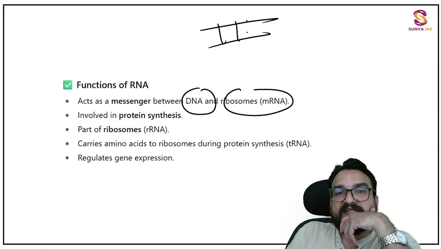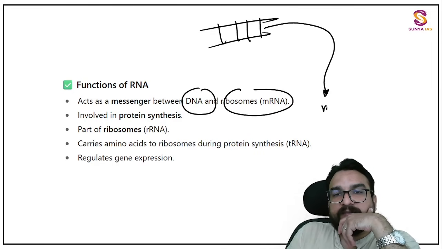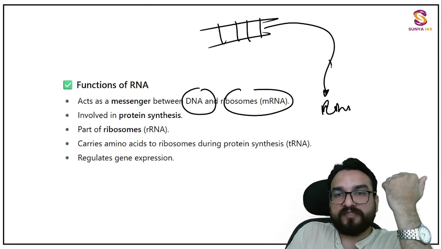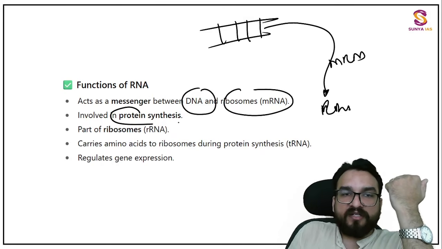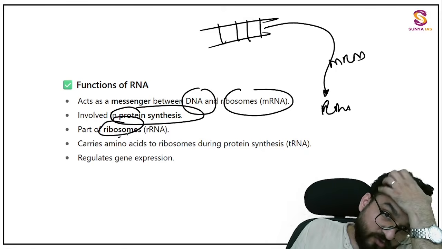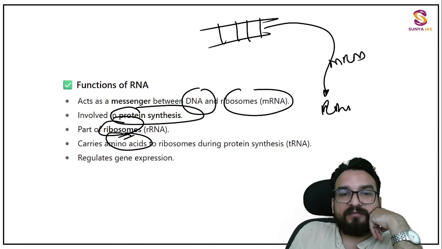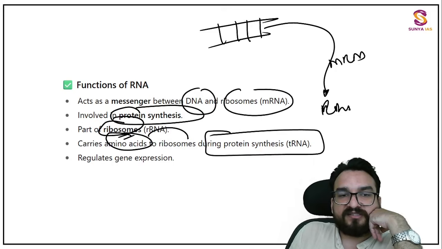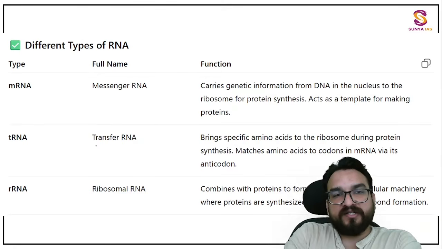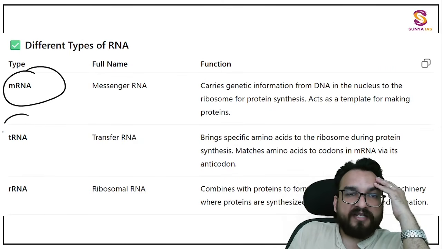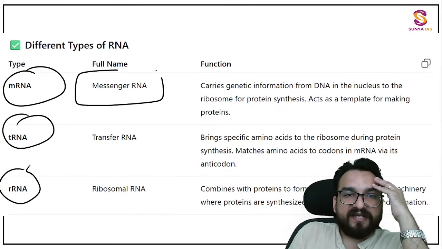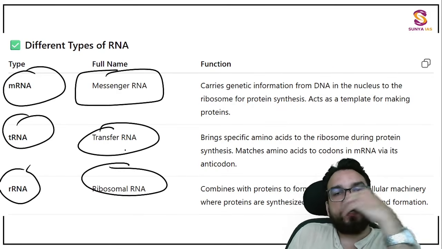What is written in the DNA, who will be taking it to the ribosome? This mRNA strand. It is involved in protein synthesis, part of the ribosome also over here, carries amino acids to the ribosome during protein synthesis, regulates gene expression, right? So three types of RNA you are going to find over here: messenger RNA, transfer RNA, ribosomal RNA.